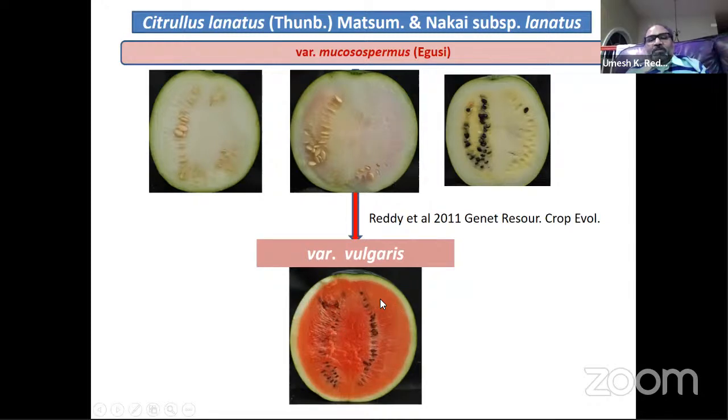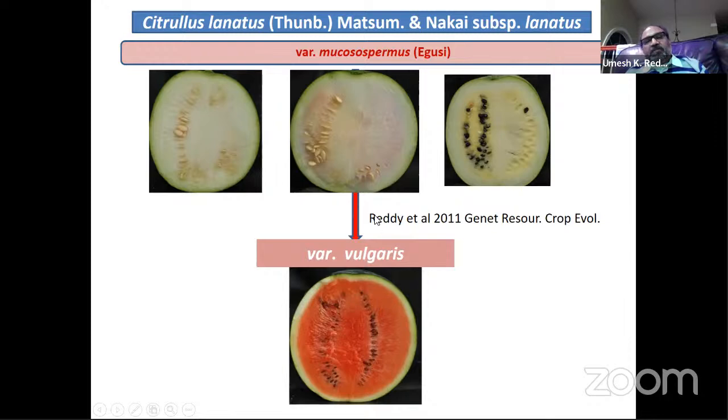So people like to eat some watermelon to start with. Okay, so watermelon is here. We should not call it vulgaris. This is the old slide made in 2011. Now we can just call it Citrullus lanatus, variety lanatus. We can call it variety vulgaris, but it is a little bit old.